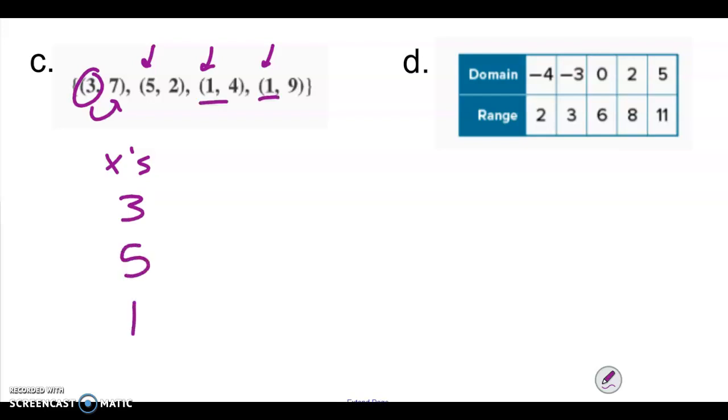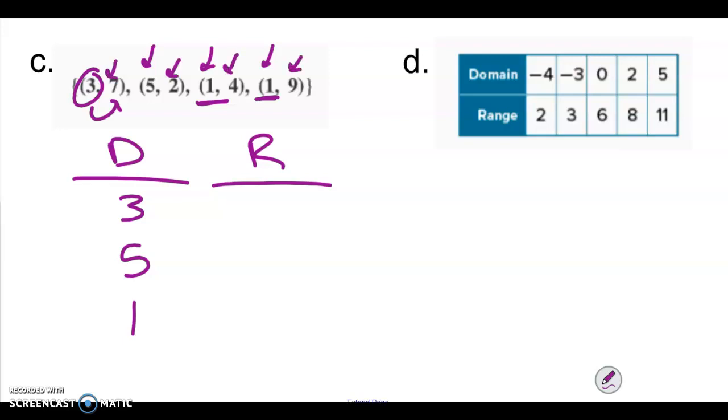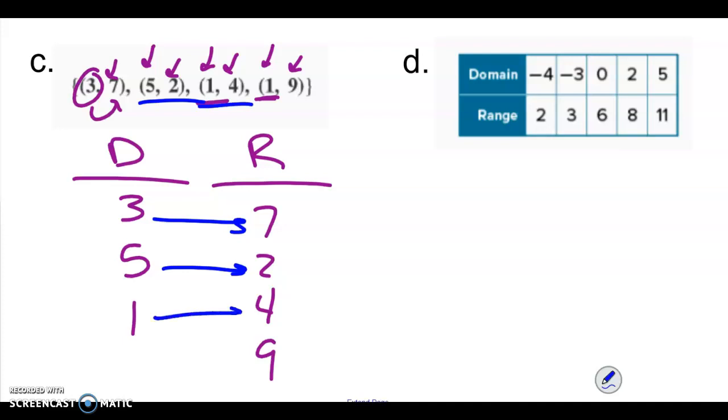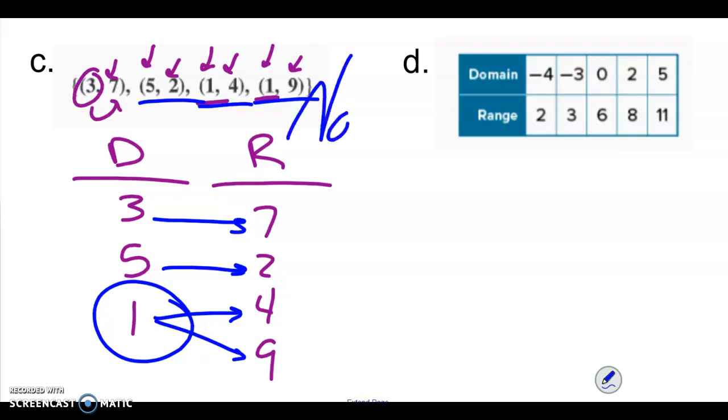Remember, when I make my domain, I don't list my x's more than once, right? So the 1 is in there more than once. I don't list it more than once. And then my range is 7, 2, 4, and 9. So let's draw the map. I've got 3 going to 7, I've got 5 going to 2, I've got 1 going to 4, and I've got 1 going to 9. That cannot happen, so this is not a function.